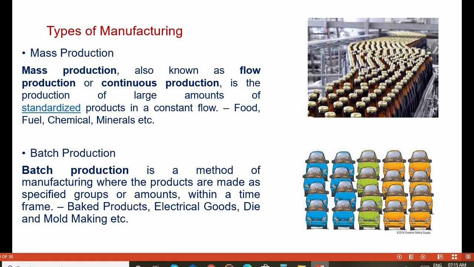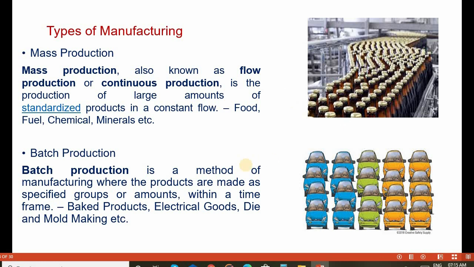For example, food products, fuels, chemical products, minerals and so on. This figure shows the image of mass production. So it's continuously produced. Its flow of production is continuous. Bulk production, a large quantity of products, is produced constantly. So it's called mass production.